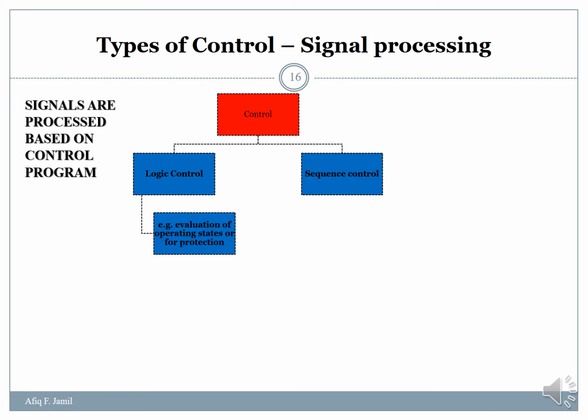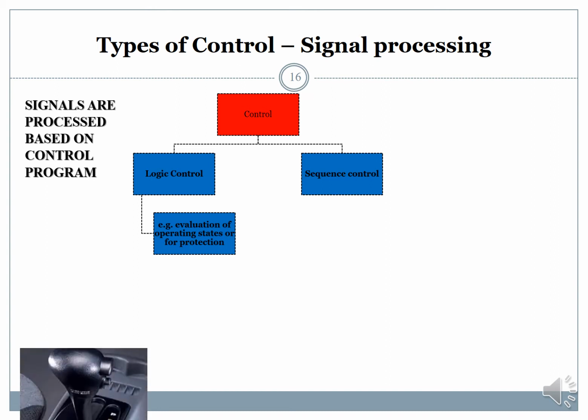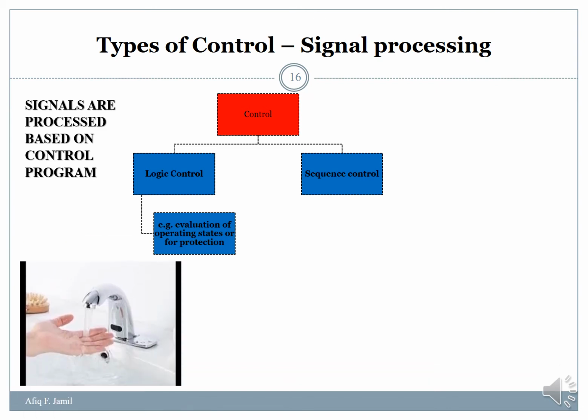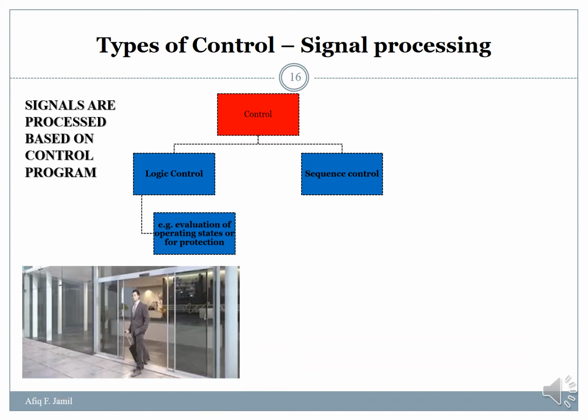Logic control usually evaluates different states in the system for protection or for safety purposes. For example, if the gear in the car is in D gear, the car cannot be started. If the hand is not detected, the water cannot flow. This is to conserve water. If the sensor detects a human passing through, it will open.